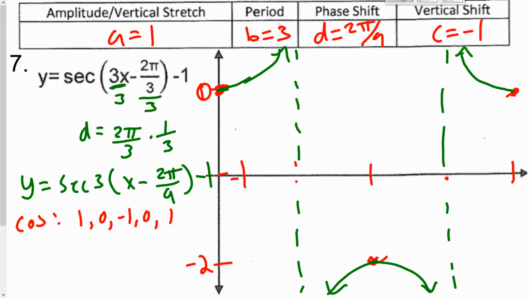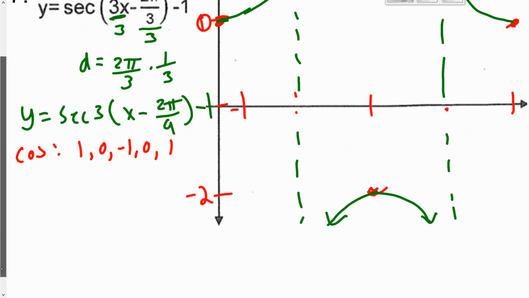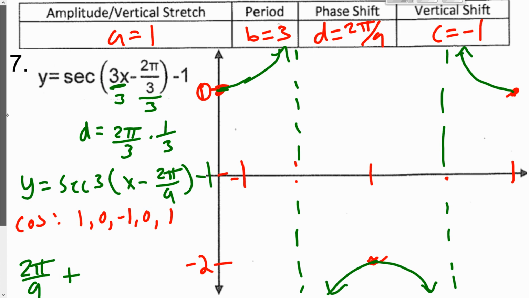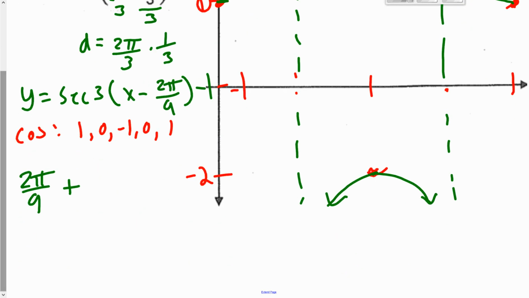Okay, so that's what our graph's going to look like. Now we can find our x's. Remember, we start at our d, which is 2 pi ninths, a positive 2 pi ninths. Then we're going to add our interval length, which is our period, taking our normal period and dividing by b. So that would be 2 pi over 3. And then we got to multiply that, to find our interval length, by 1/4. So that becomes 2 pi over 12.